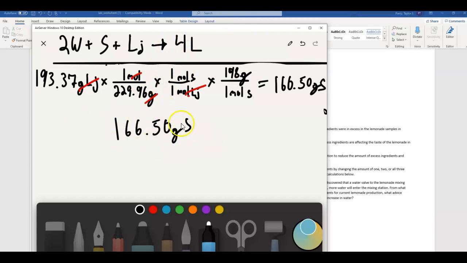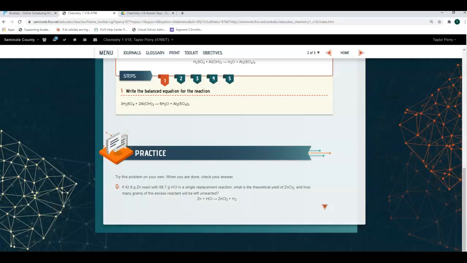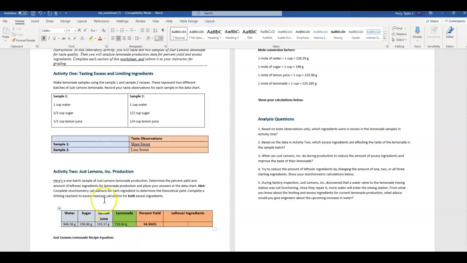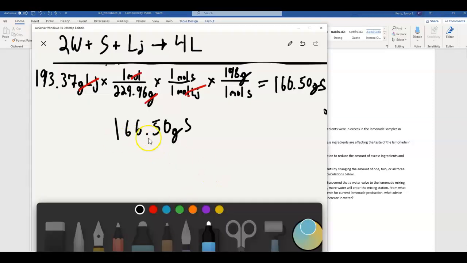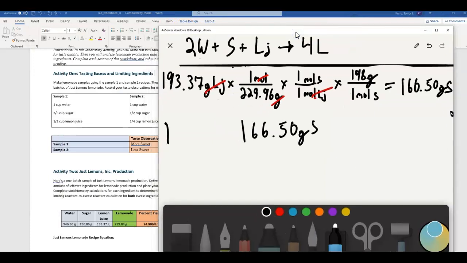Okay, so think about this value. This is how much sugar would react with this many grams of lemon juice. 166.50. Look at how much we have. We have 196.86. So we need to figure out how much sugar would be left over, because we know from our calculation that 166.50 grams of sugar are going to be used, and we're starting with 196.86 grams.